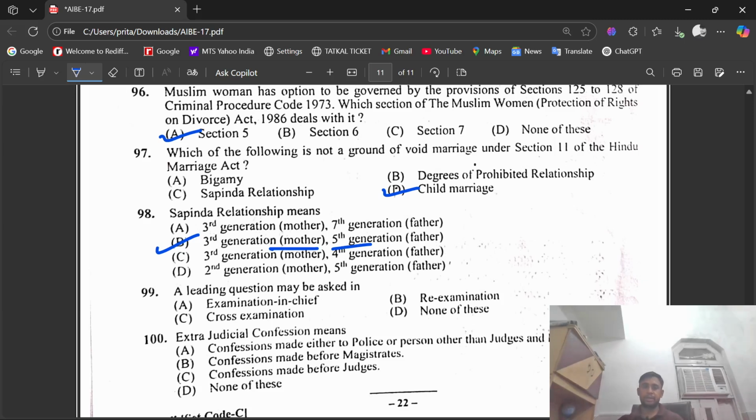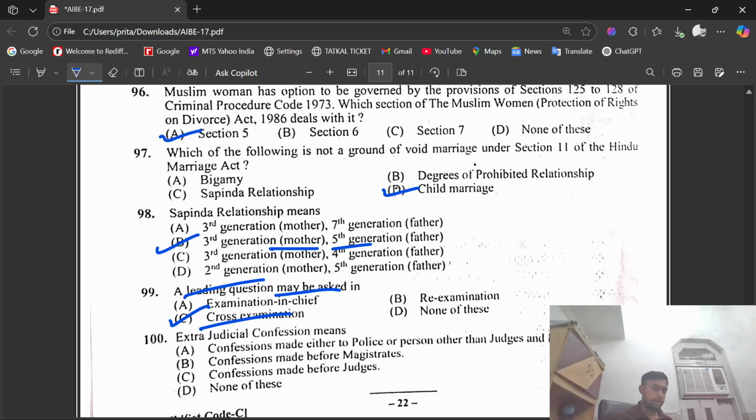Question number 99. A leading question may be asked in examination in chief, re-examination, cross-examination, or none of these. The right option is option C, that is cross-examination. A leading question may be asked in cross-examination.